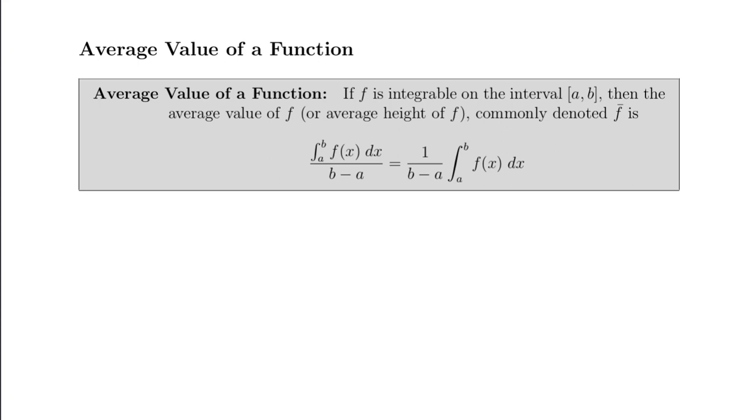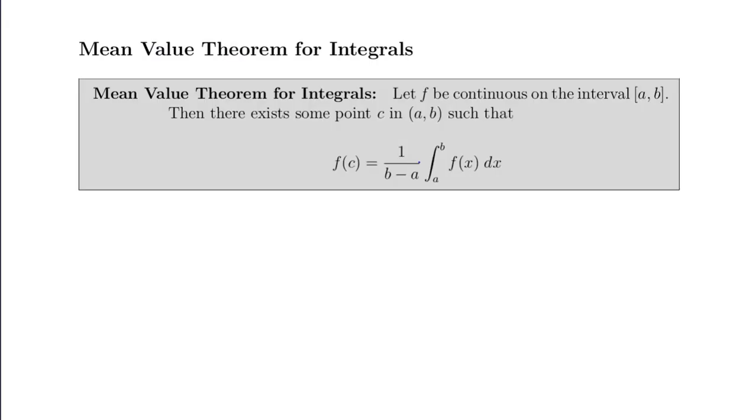So here is that average value of the function written out. If we have a function that's integrable on the interval from a to b, then the average value of that function, or sometimes we'll think of it as the average height of the function on that interval, we'll commonly denote it as f bar. You may have seen that notation in statistics. It is the integral divided by the width, or you can factor out that fraction, 1 over b minus a, times our integral, f of x dx. So that's how we might find the average value of a function on some sort of an interval.